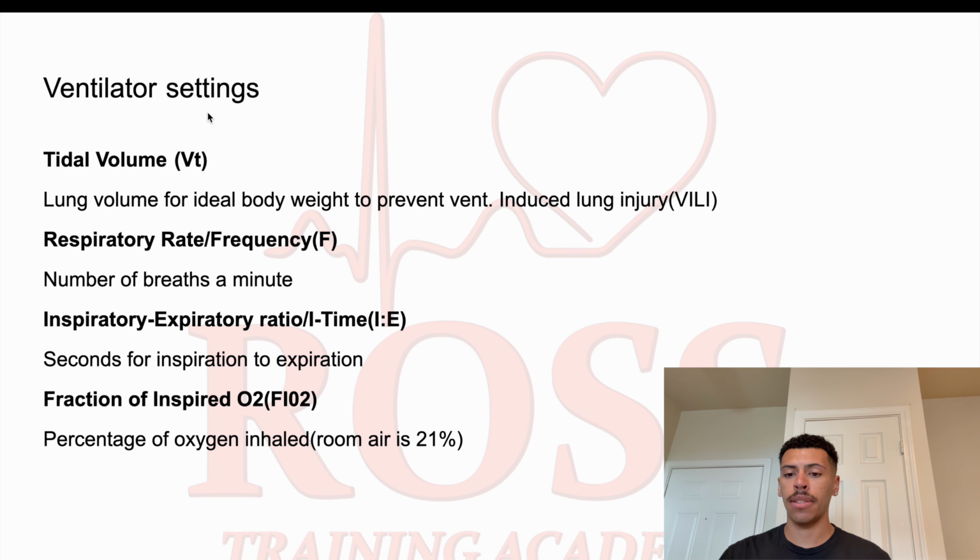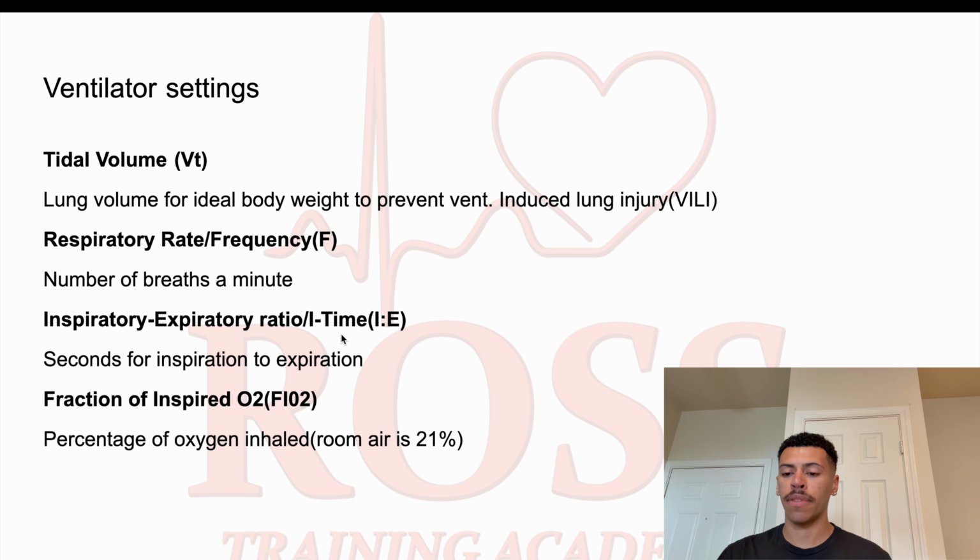Some ventilator settings that you're going to have to know. VT is probably how you're going to see it on your ventilator, and that's just going to be tidal volume. This is going to be the lung volume for ideal body weight to prevent ventilator-induced lung injury. And that's why you need to know the patient's ideal body weight so that you can calculate what their tidal volume should be. The next one is going to be frequency, or F, and this is just going to be the respiratory rate, or the number of breaths the patient is taking every single minute.